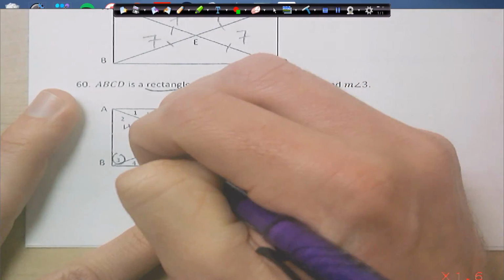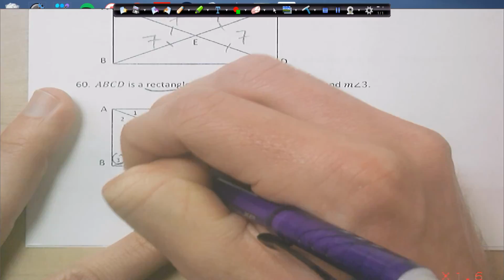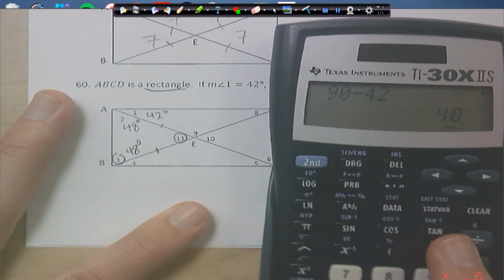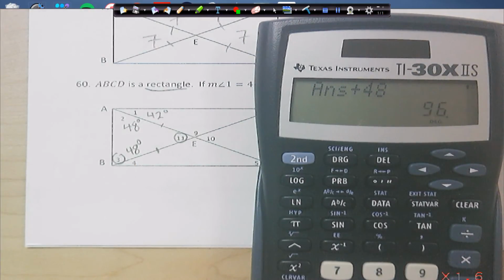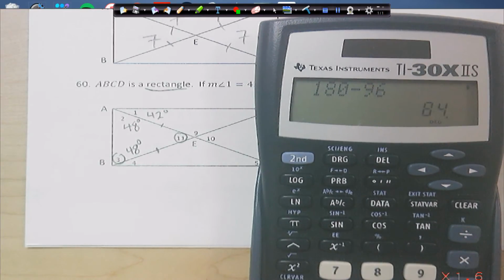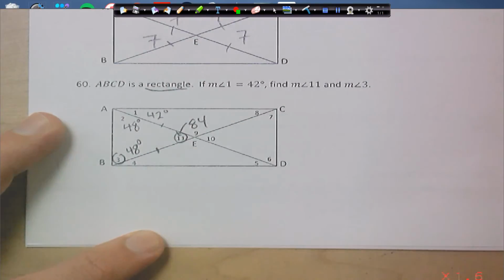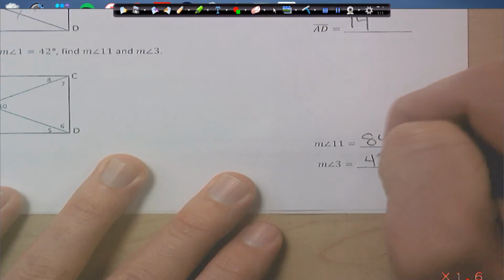Again, remember these are isosceles triangles. So 2 and 3 are going to be congruent. And now that I have that, what I can do is I can go ahead and say, all right, 48 plus 48 is 96. I'm going to take 180 and subtract 96, and that should give me angle 11, which is 84. Okay? So there it is, angle 11, 84, angle 3, 48.